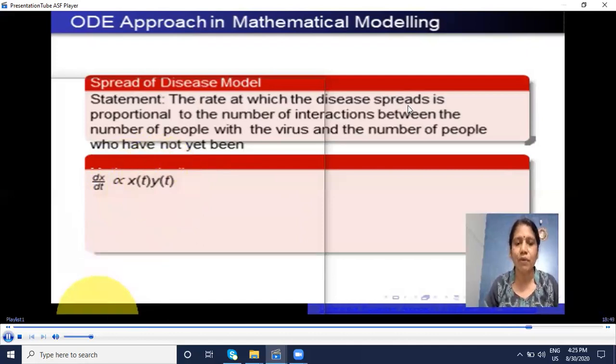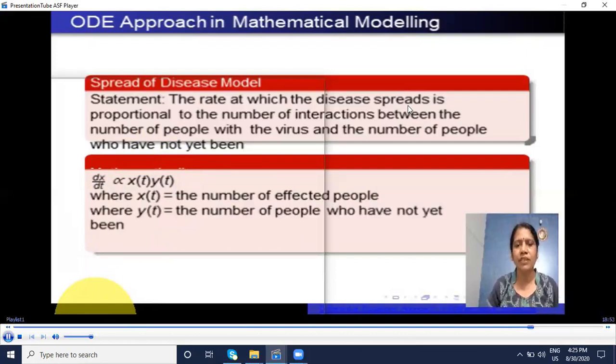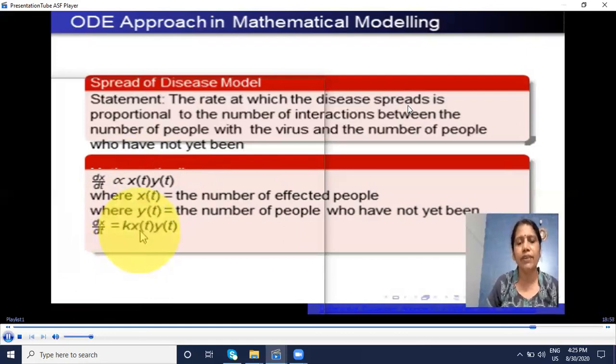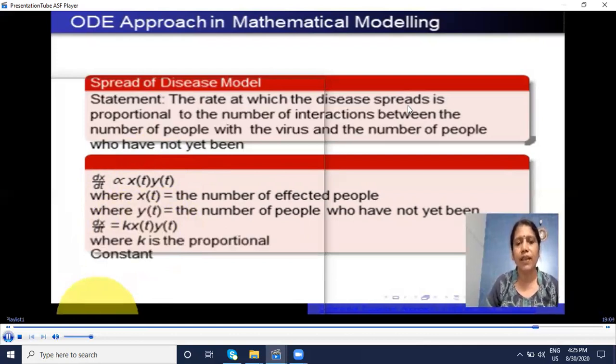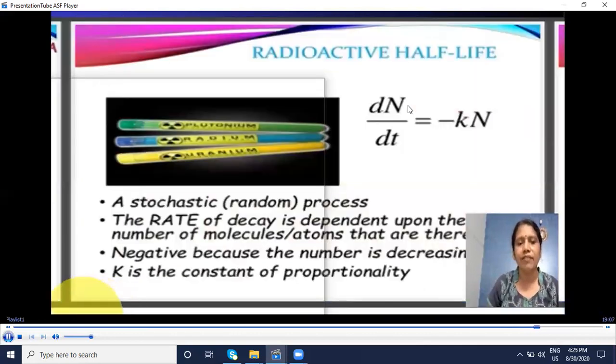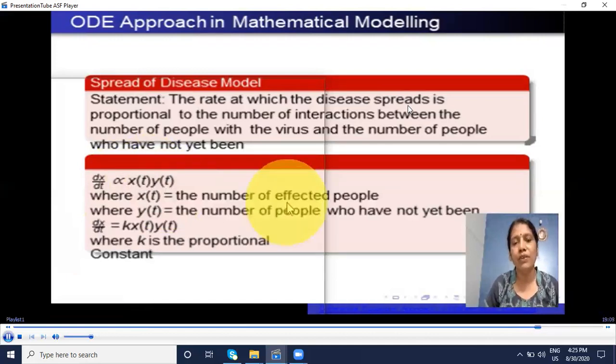So by using this model, we can have the equation dx by dt is equal to k x of t into y of t. See, k is the proportionality constant, and by calculating this, we can find how long COVID-19 will take to spread among the people, and also how it can be prevented, what precautionary measures can be taken, can also be calculated.